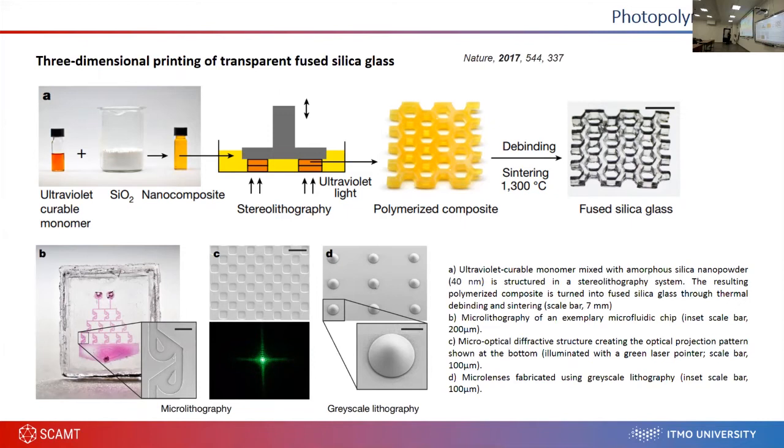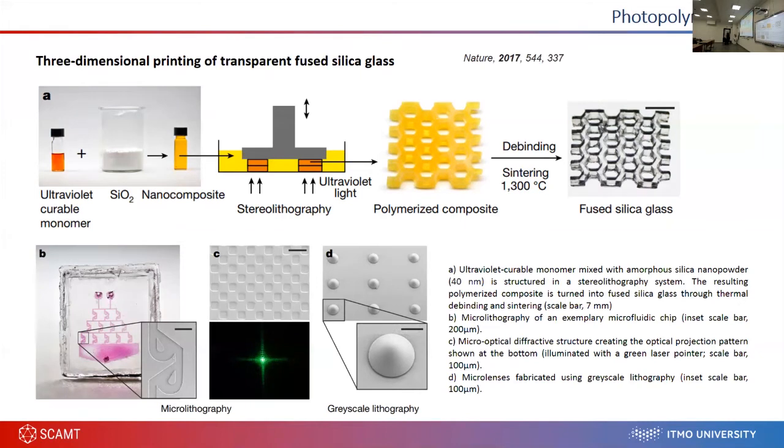They mixed silicon oxide nanoparticles, which are around 14 nanometers, with ultraviolet curable monomers. So what's a nanocomposite? Nanocomposite. And then they say that it's stereolithography. I'm not quite sure, because they said that they use a commercial device, and at the same time they use a digital mirror device. So I'm not sure which exactly method they use, stereolithography or direct light processing.